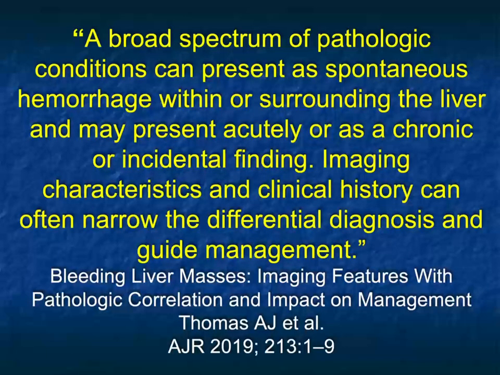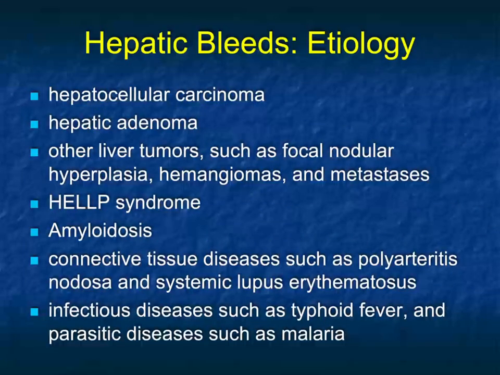In this article by Thomas, a broad spectrum of pathologic conditions can present as spontaneous hemorrhage within or surrounding the liver and may present acutely or as a chronic or incidental finding. Imaging characteristics and clinical history can often narrow the differential diagnosis and guide management.